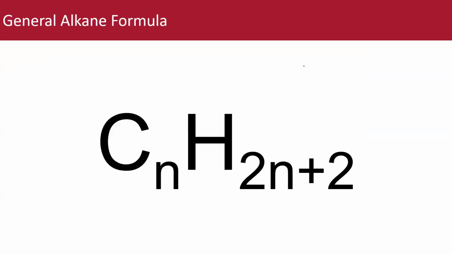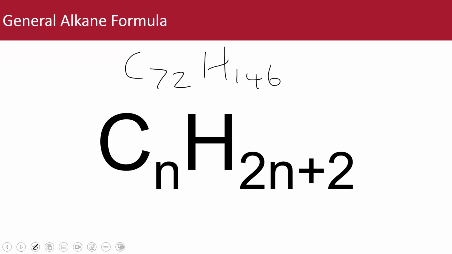Okay, right. That is then the general formula for an alkane. It's a bit like your nth term in maths, where if I said to you, your alkane has got 72 carbons, it would be C72, H(2 times 72 plus 2), which is H146. So the general formula for an alkane is CnH2n+2.